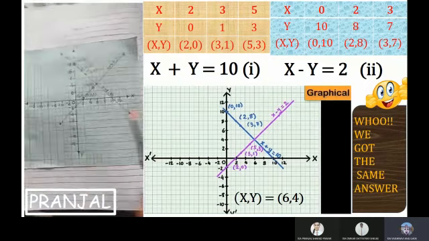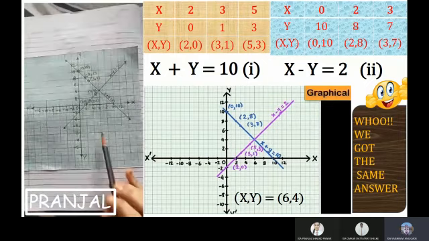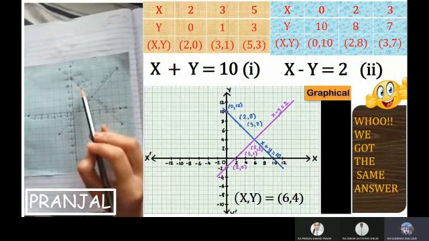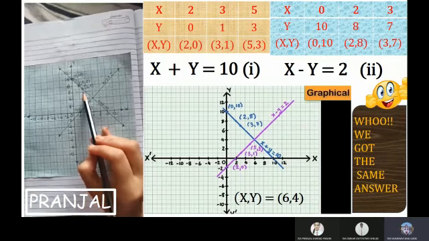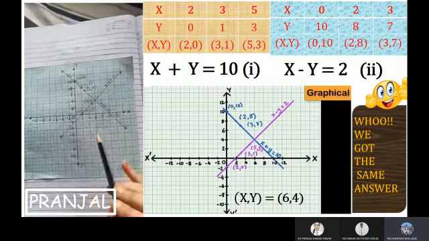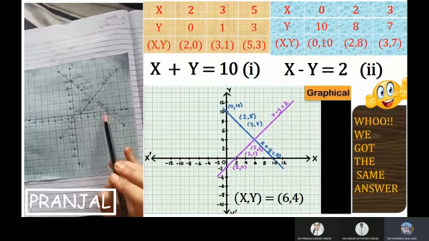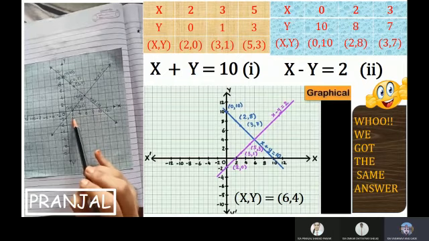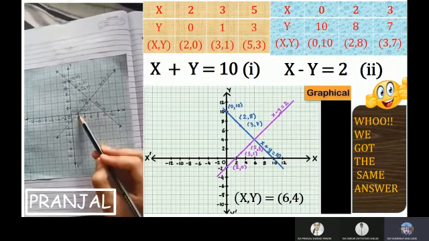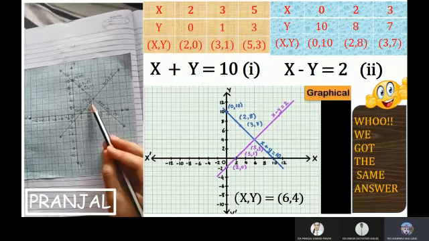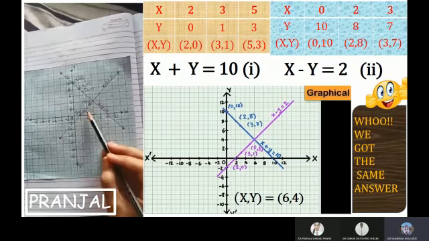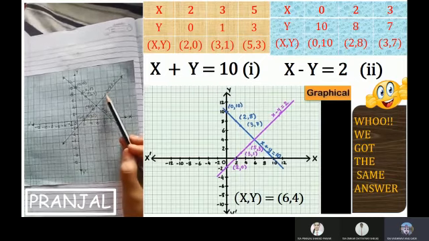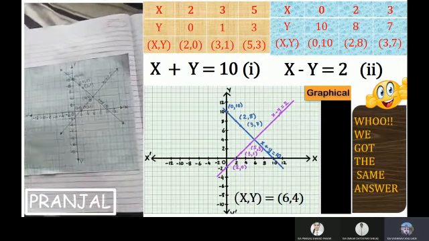So this is our graph. For the first equation, the first point is 0 comma 10, the second point is 2 comma 8, and the third point is 3 comma 7. So I have drawn a straight line through these 3 points and named this straight line x plus y equals 10. Then the second equation has the points 2 comma 0, then 3 comma 1, and then 5 comma 3. So I have also drawn the straight line through these 3 points and marked this line as x minus y equals 2. So thank you.